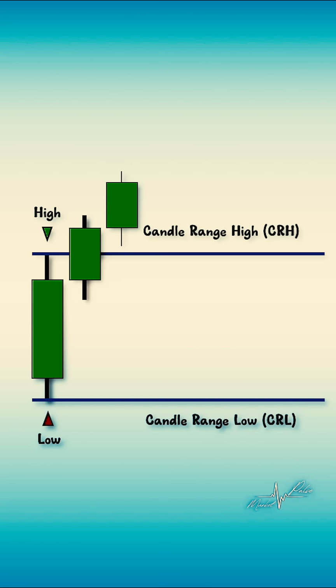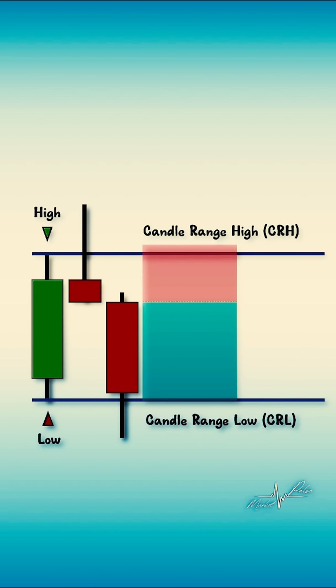first candle's range. However, if the criteria are met and the second candle fails to close above the candle range high, we can then look to the third candle for a potential short setup with our target being the candle range low.